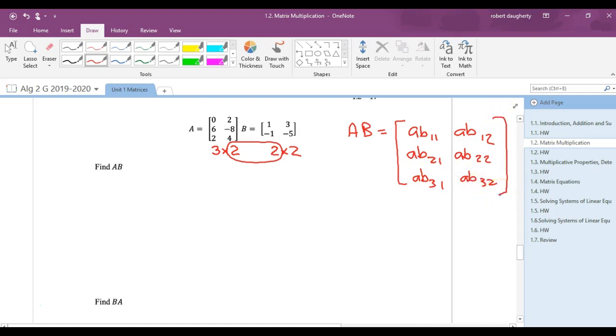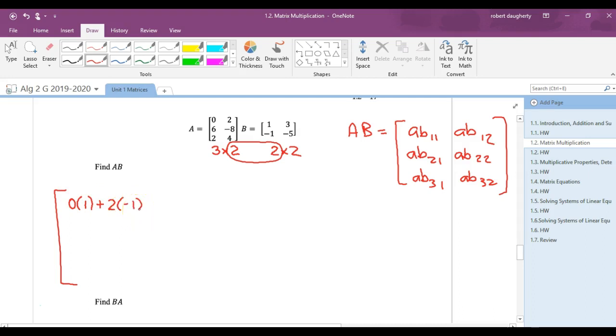So that's what a matrix looks like that has 3 rows and 2 columns. Okay? How many numbers are there? 6 numbers. Okay, so to find AB, I have to find all 6 of these numbers. Okay, so how do I find this element? It's the first row of what? First row of A and first column of B. Okay, so that first number is going to be what? 0 times 1 plus 2 times -1.